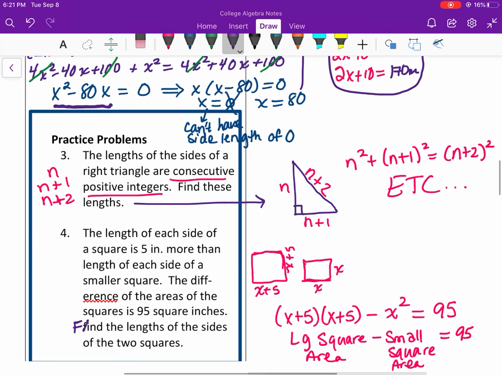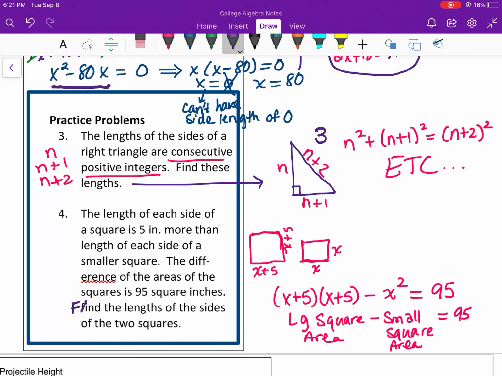We set up number 3. This is number 3 right here. And then we set up number 4 on the practice problems. So they're ready to go for you. You just need to do the FOILing and the solving part.